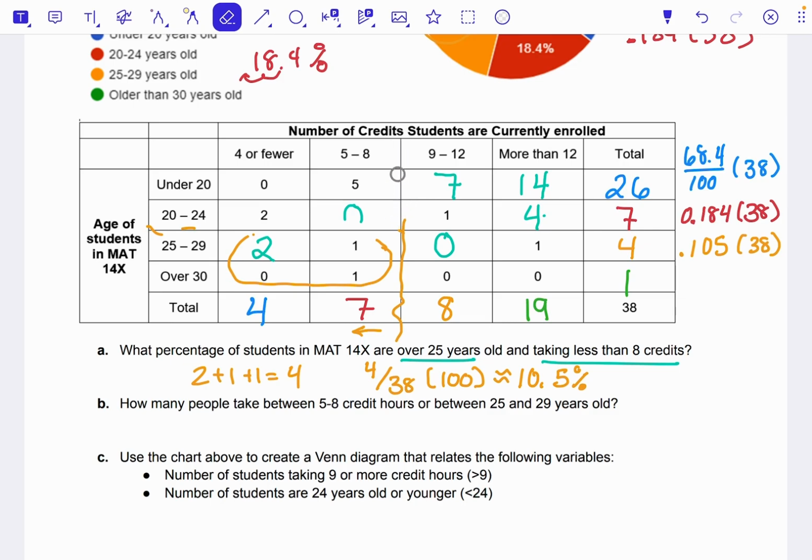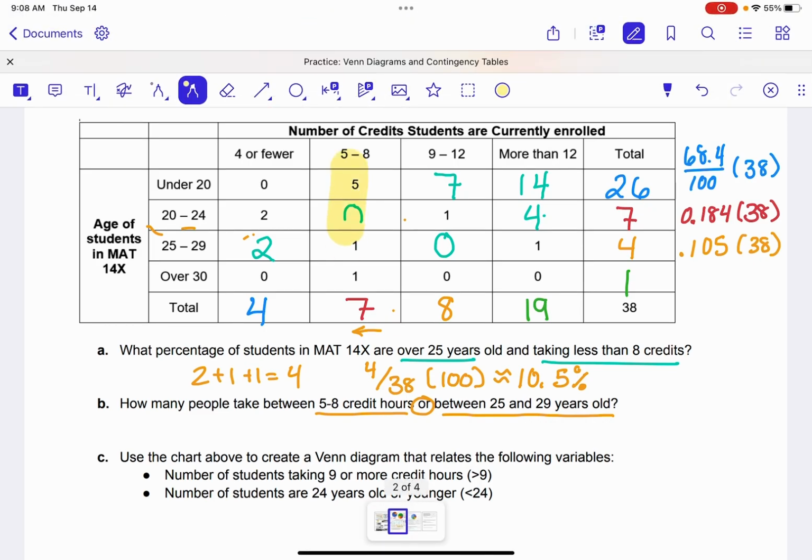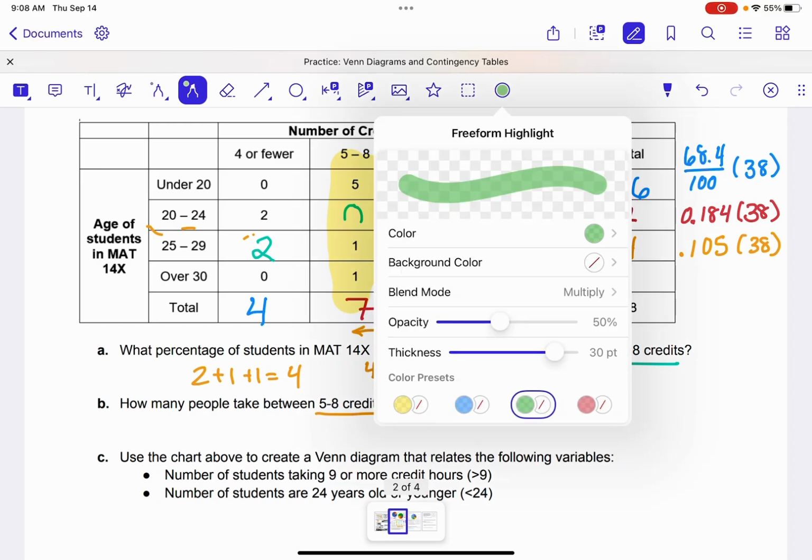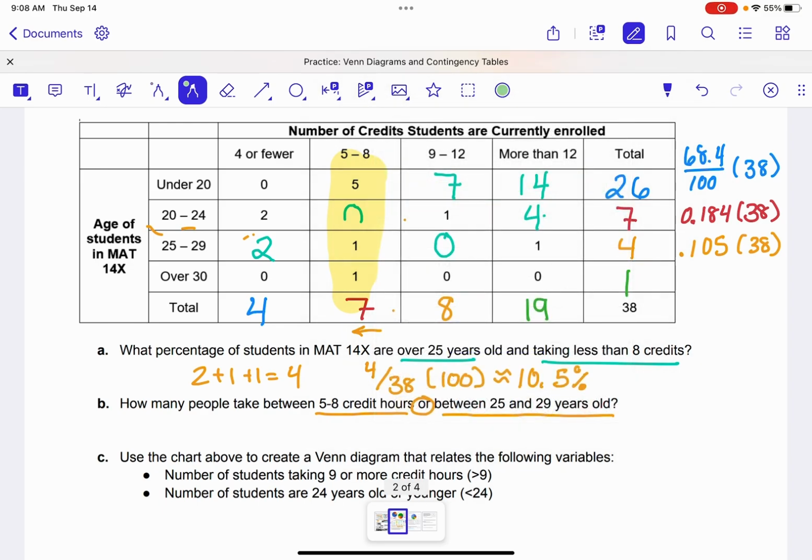Now let's do the next one. And I like to erase my work in the table so that I can see what I'm doing. All right, how many people take between 5 to 8 credit hours or between 25 and 29 years old? So I actually like a highlighter for this one. So 5 to 8 credit hours would be everything in this column. Okay? And then between 25 and 29 years old would be everything in this row. Notice there's overlap, but we want to make sure we don't count that overlap.